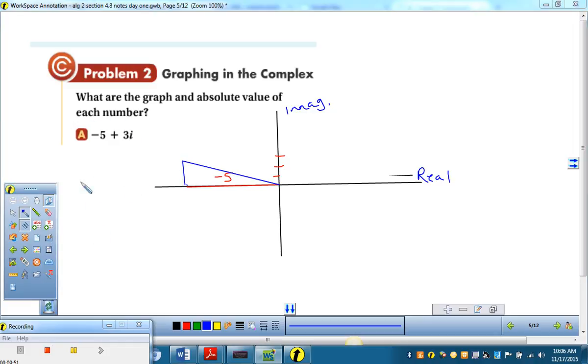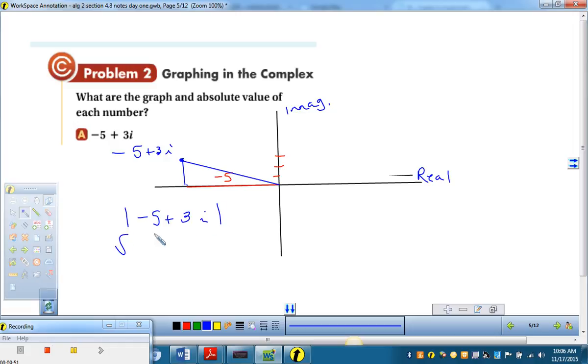So, this is -5 plus 3i, and the absolute value of -5 plus 3i, we will just do the square root of 5 squared plus 3 squared. That's the square root of 25 plus 9, or the square root of what?